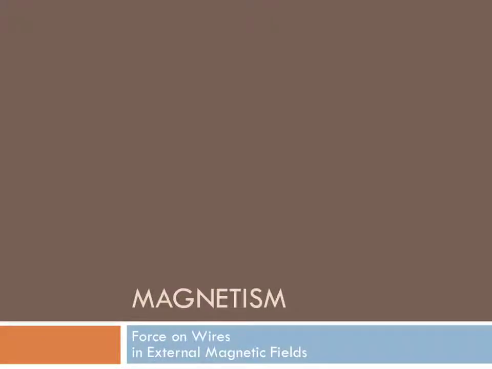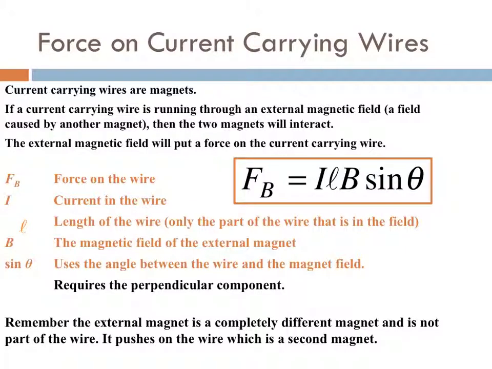This video covers force on wires in an external magnetic field. For us, current-carrying wires are magnets. So if a current-carrying wire is running through an external magnetic field, meaning a field caused by another magnet, then the two magnets will interact. The external magnetic field will put a force on the current-carrying wire.